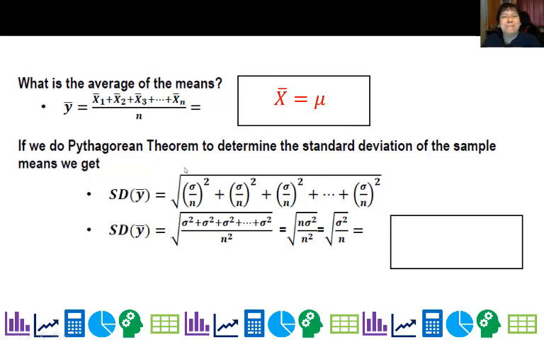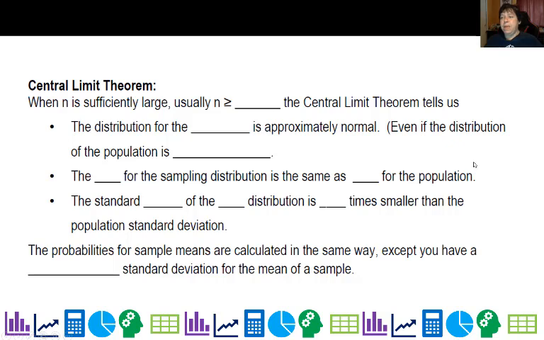Then we have this crazy Pythagorean theorem of standard deviation, and it's not so important that you follow this whole derivation. What you really need to understand is that when I'm looking at the standard deviation of samples, not an individual in a sample, but of samples, then the spread is smaller, and I just divide the standard deviation for individuals by the square root of my sample size. So this brings up the central limit theorem.